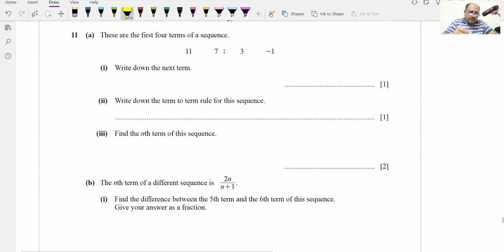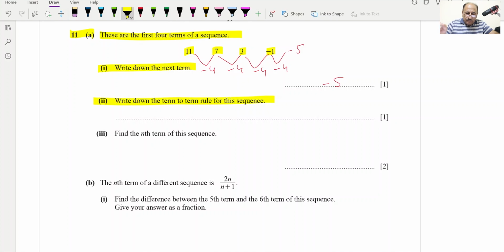Hopefully you understood this question as well. This was a straightforward functions question. Now these are the first 4 terms of a sequence. This is question 11a part, and they have given these 4 terms. Write down the next term. We'll check the difference. The difference is minus 4, so this is basically the rule, and the next term will be minus 4, so it will be minus 5. So minus 5 will be the answer over here, and then they are saying write down the term to term rule for this sequence. So subtract 4.